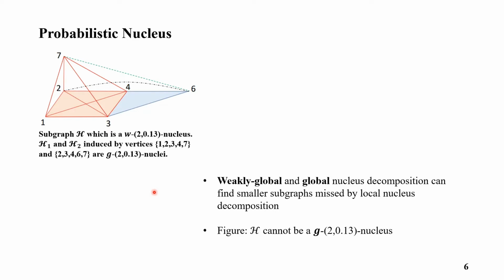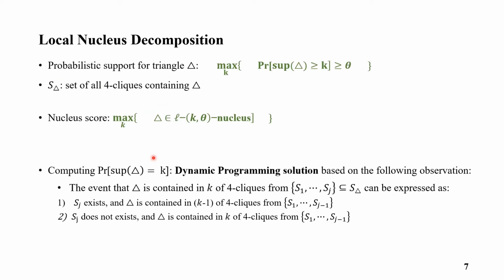In fact, the only possible world which is a deterministic (3,4) nucleus is the one in which all the edges exist, and the probability of existence of this graph is greater than our threshold. As can be seen, weakly global and global nucleus decomposition can find smaller subgraphs missed by local nucleus decomposition.